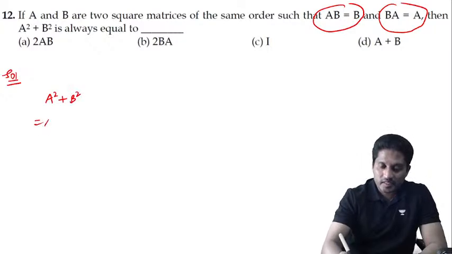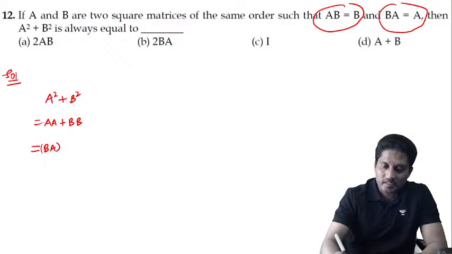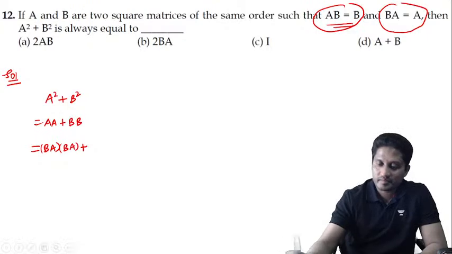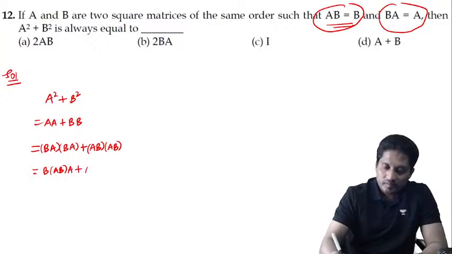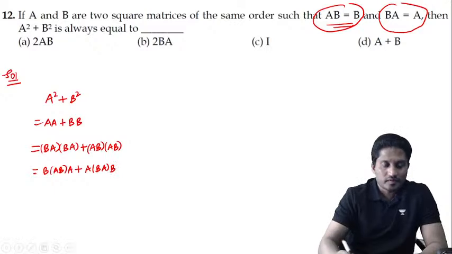A square can be written as A into A, right? B square can be written as B into B. This A is same as BA, again A is same as BA, plus this B is same as AB, again B is same as AB. Now this is equal to AB into A plus BA into B. Right, now this B I'll keep as it is.